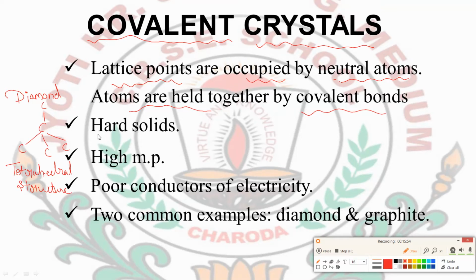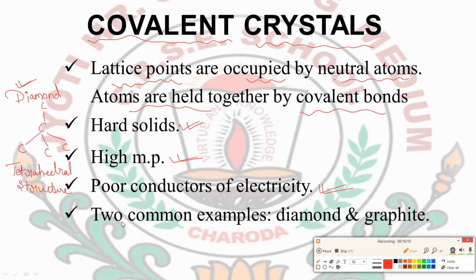What are their physical and chemical properties? They are hard solids, as we know that diamond is one of the hardest solids. They have a very high melting point temperature. They are also very poor conductors of electricity, as we know that diamond is a very poor conductor of electricity.